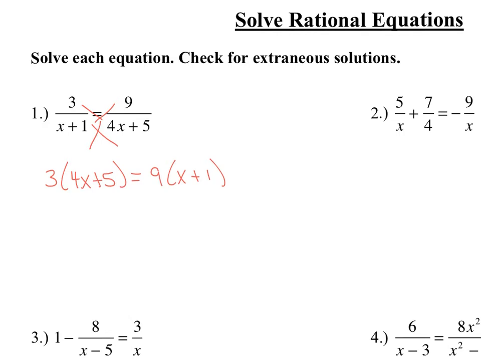So I'm going to distribute. So we have 12x plus 15 equals 9x plus 9, and I'll just solve for x. So I'm going to subtract 9x from 12x, and I'm going to subtract 15 from 9. And that'll leave me an x value of -2.